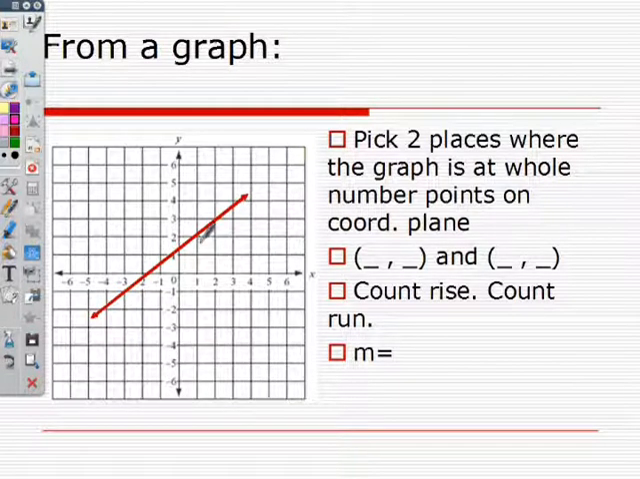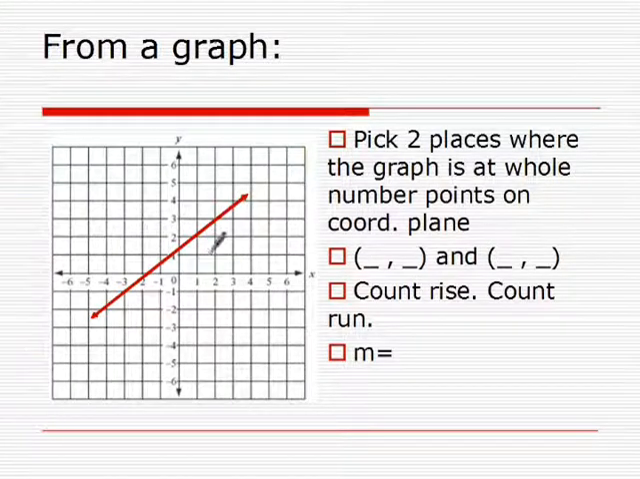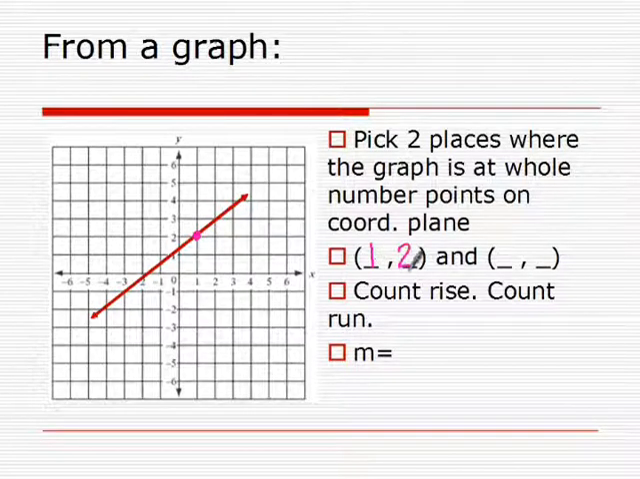Okay. 2 obvious places to me look like right here, (1, 2). And another really obvious place looks like right here, (-3, -1). And then you're going to draw a triangle. The line is always going to be the hypotenuse of the triangle. You draw the 2 legs. It always makes a right triangle.